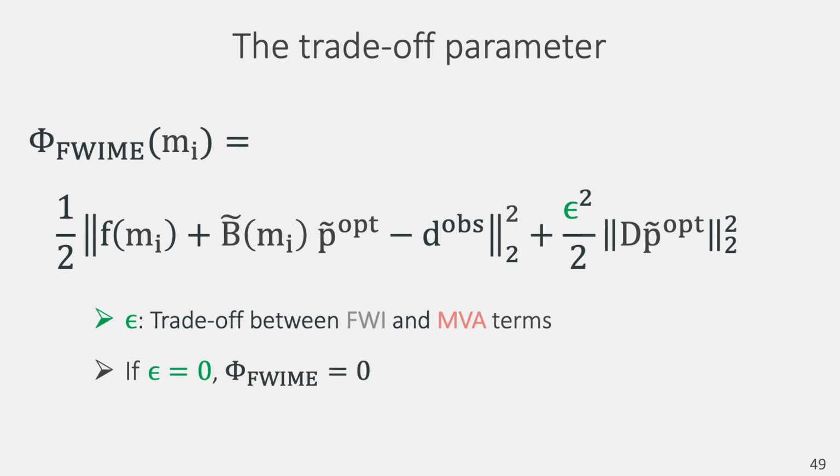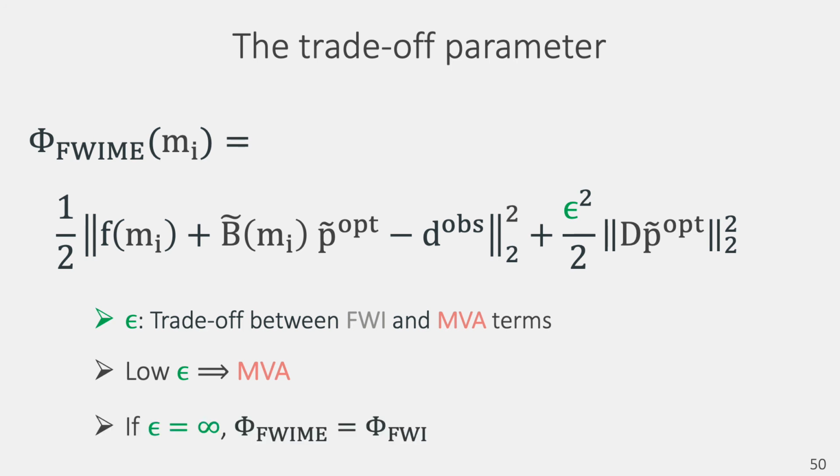And if we set it to 0, then the MVA term disappears. And we showed that the data correcting term p tilde optimal is able to perfectly match the misfit between the observed and the predicted data f of m i. And therefore, for any model m i, the FWIME objective function is null and constant, which is indeed not very useful. Moreover, for small values of epsilon, the second term dominates and FWIME is equivalent to performing conventional MVA. And finally, when epsilon becomes very large, we showed in a previous report in SEP-172 that FWIME becomes FWI.